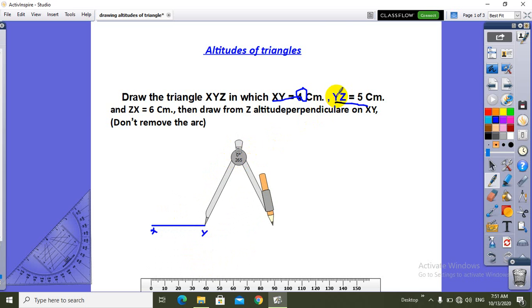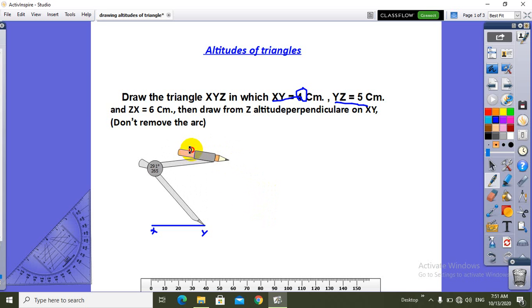Because I want YZ, I put the compass on Y and turn the compass slowly without drawing. When it is up over XY in this position, I will draw the arc in the middle. With the pencil of the compass, I will draw the first arc.